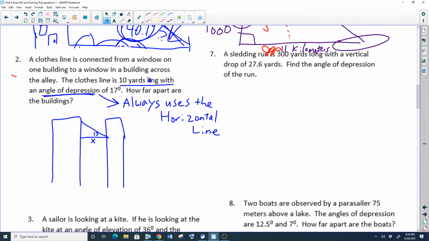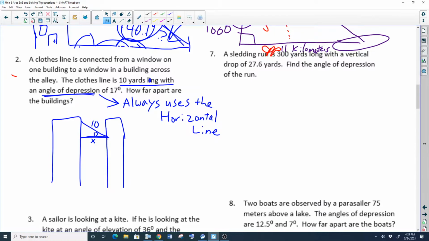Wow, so I guess the clothesline is at an angle or something. I do not like this problem. Let's see here, because we'll just say how far they are is how far this is, which is 10 yards. Anyways, we'll just say the clothesline is at an angle.